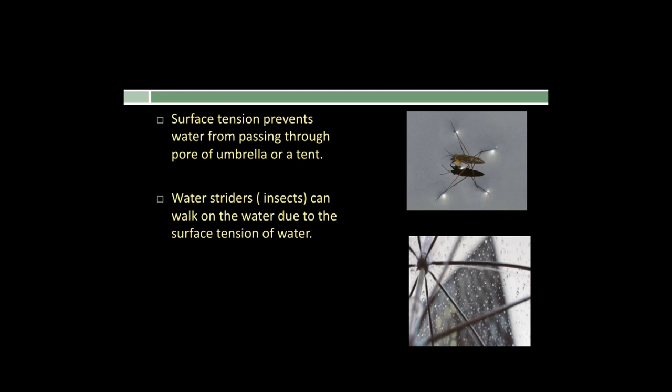Similarly, due to the surface tension, the surface of a liquid acts like a stretched membrane. Thus, the water striders or water insects can easily glide over the surface of a liquid due to the surface tension of that liquid.